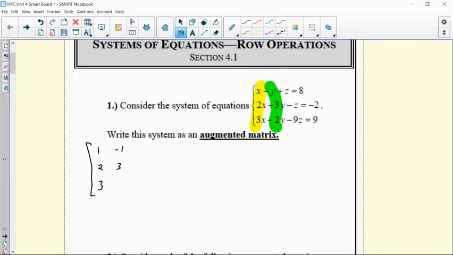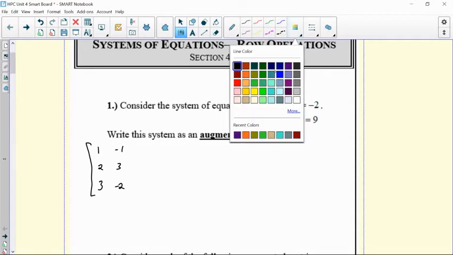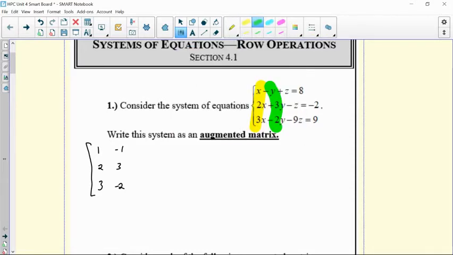And one thing you do need to be careful of is that you need to be neat with your organization. And then the next column I'm going to associate as the z's. So it's a 1, a -1, and a -9. And then the last column is going to be my solution column, which is 8, -2, and +9.